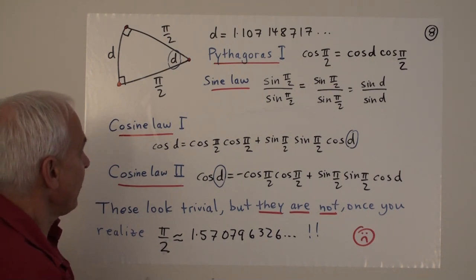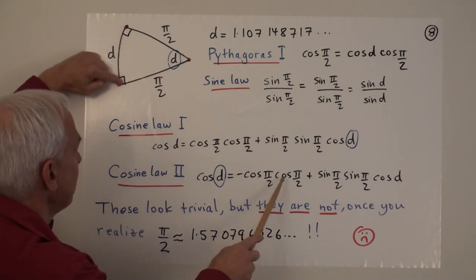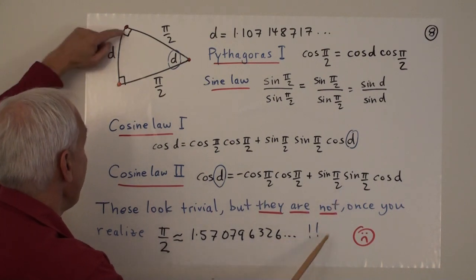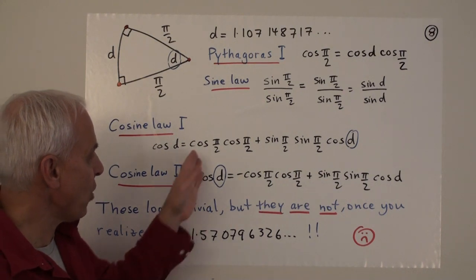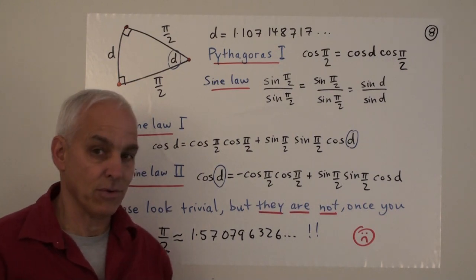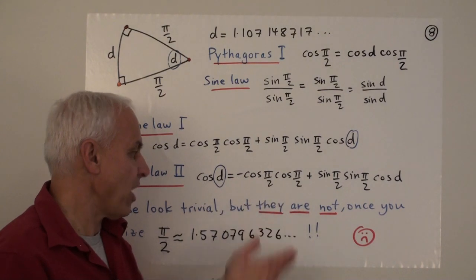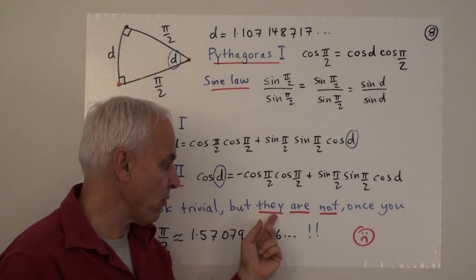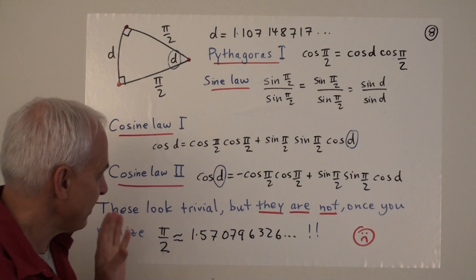And the other one is that the cosine of this angle is minus the cosine of that angle times the cosine of that angle, plus the sine of that angle times the sine of that angle times the cosine of that length. So because the cosine of pi by 2 is equal to 0 and the sine of pi by 2 is equal to 1, these laws are pretty obviously sort of trivial from the outside. But in fact, when you think about it a little bit more deeply, you realize they're far from being trivial. I want to talk a little bit about that.